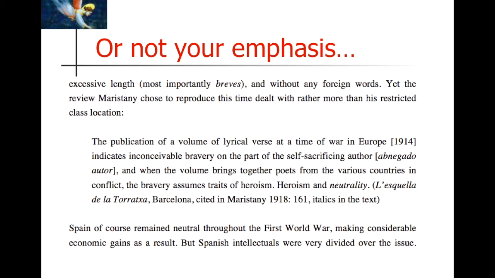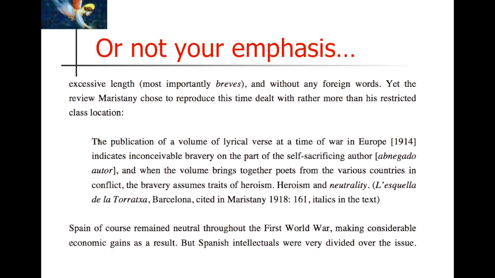Sometimes, of course, the actual quotation has emphasis already, and you have to indicate that the emphasis is in the text and not yours. So here's another indented citation, a quotation from the same text, and I put here "italics in the text" to indicate that I haven't put in these terms. And you can see some other uses of square brackets here.